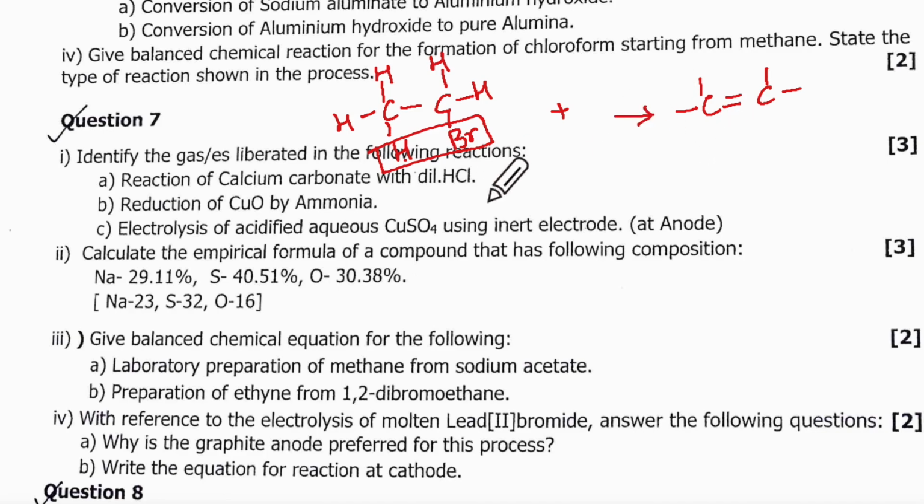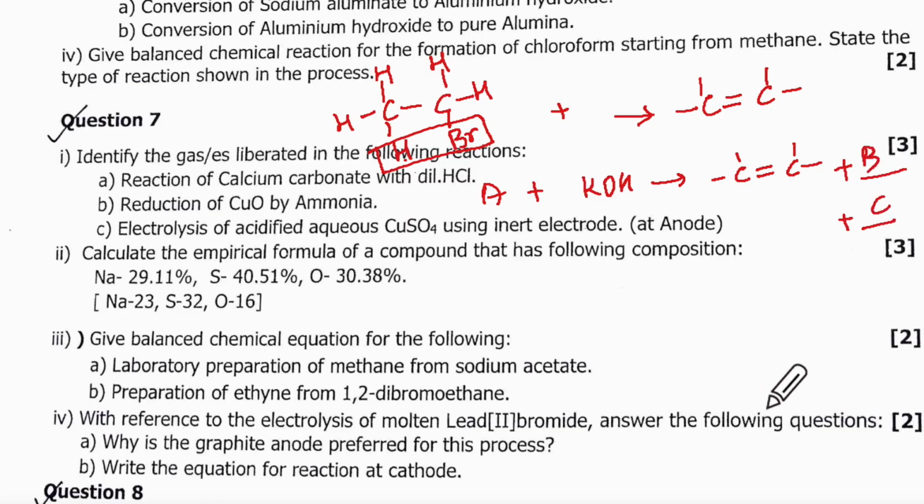Dehydrohalogenation has happened, no? Sometimes they'll tell you A plus KOH, and it is giving you this, plus something, B and C, let us say. Then how will you know? There are two carbons. Two carbons means here also there should be two carbons. And it has become a double bond, which means it is now a single bond here.